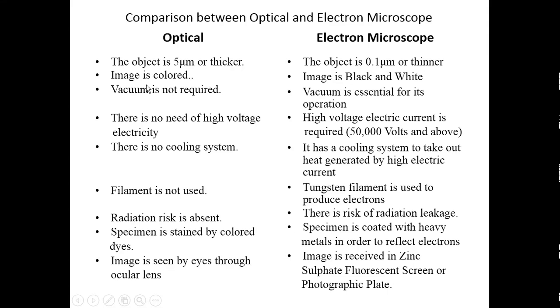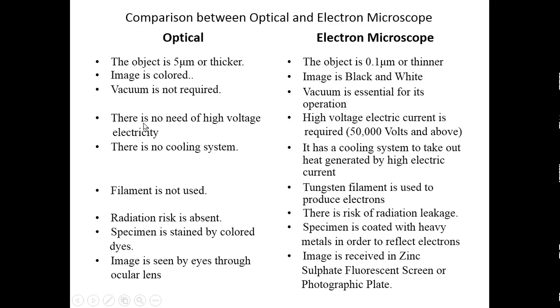Okay. Then in the optical microscope, the image is colored. In the case of electron microscope, the image is black and white. That is another important thing here. Optical, it is colored image. Here it is black and white image. Then in the case of optical microscope, no vacuum is created or required. In the case of electron microscope, vacuum is very essential for its operation. That is an important thing. These are all very different things with respect to the optical microscope.